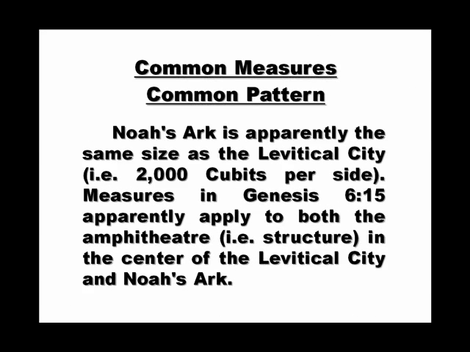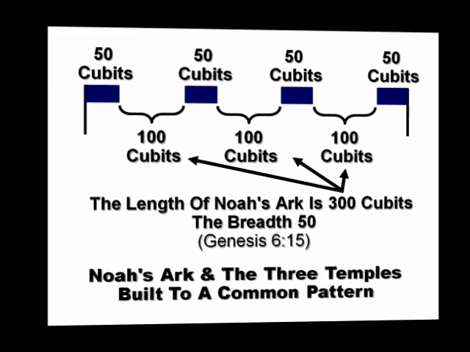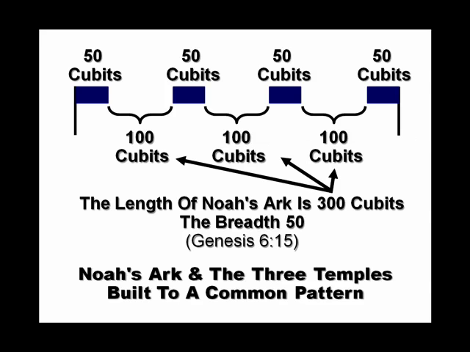Common measures, common pattern. Noah's Ark is apparently the same size as the Levitical city, that is, 2,000 cubits per side. Measures in Genesis 6:15 apparently apply to both the amphitheater, that is, the structure in the center of the Levitical city, and Noah's Ark. So Noah's Ark and the three temples were built to a common pattern.